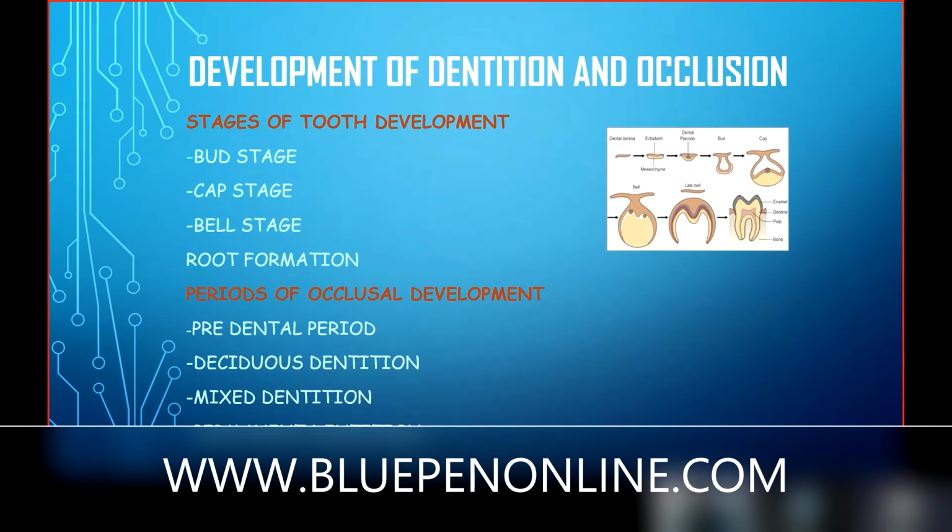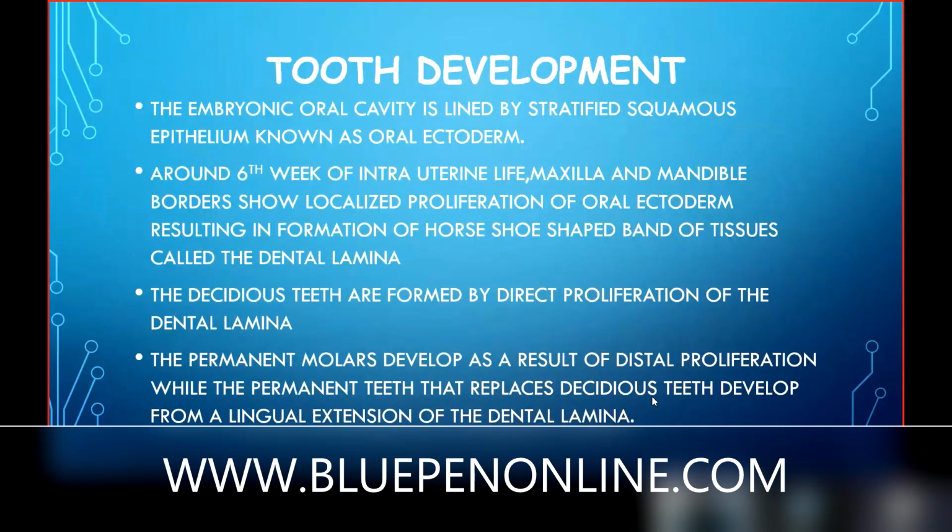So coming to the next one. Tooth development: the embryonic oral cavity is lined by stratified squamous epithelium, which is called oral ectoderm. That is the ectoderm we spoke of earlier in the dental lamina. Around the 6th week of intrauterine life, the maxilla and mandible borders show localized proliferation of oral ectoderm, resulting in the formation of a horseshoe-shaped band of tissue called the dental lamina. What they're trying to say is that in the 6th week, when the baby is developing in the mother's womb, the maxilla and the mandible start developing.